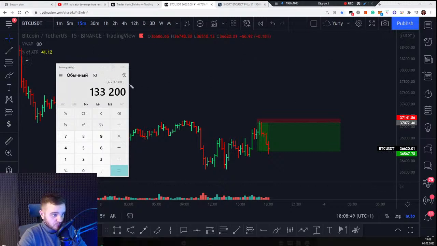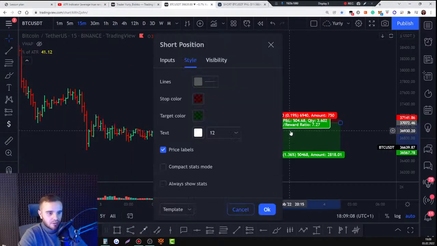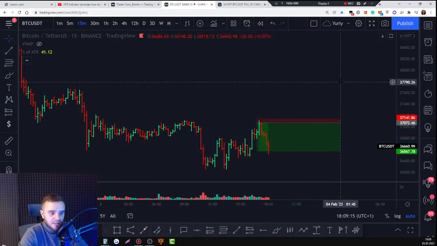It is 6.5x to what I have on my futures account. I would take it because it doesn't matter about this position size, because if price hits my stop loss, I still lose 250 plus commissions. That's it. It doesn't matter for me whether it will be 50k or 100k.